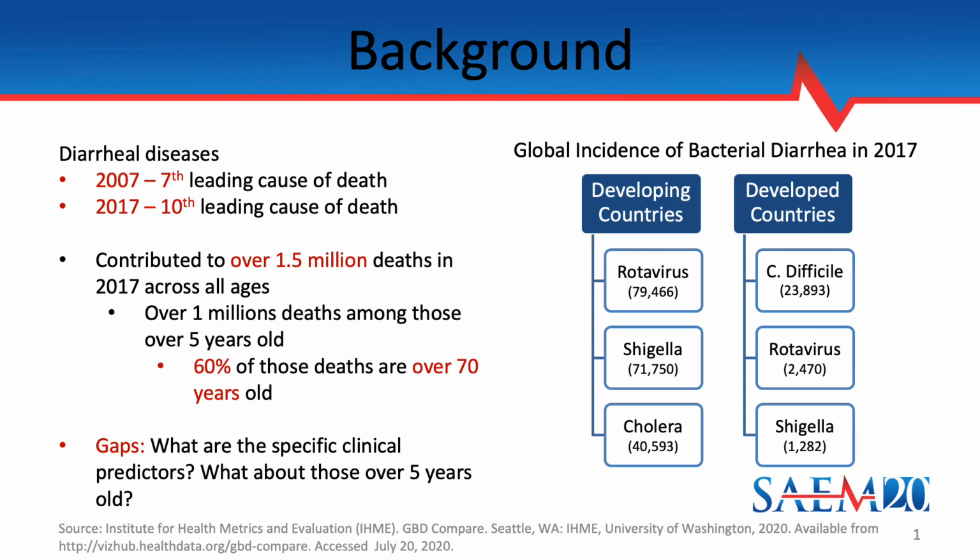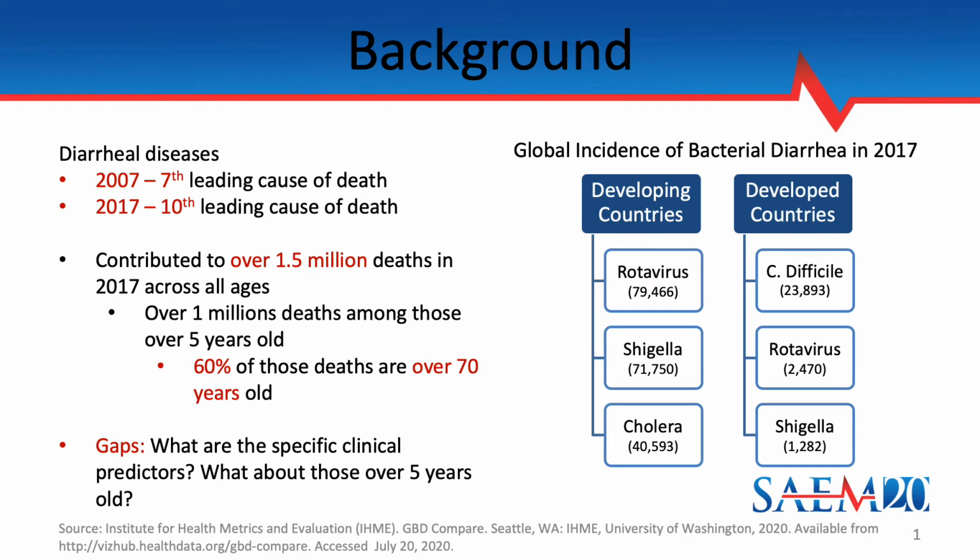If we compare this across countries, we see that rotavirus, cholera, and Shigella are the three most common causes of diarrhea among the developing countries, whereas C. difficile, rotavirus, and Shigella are responsible for diarrhea in developed countries across all ages.